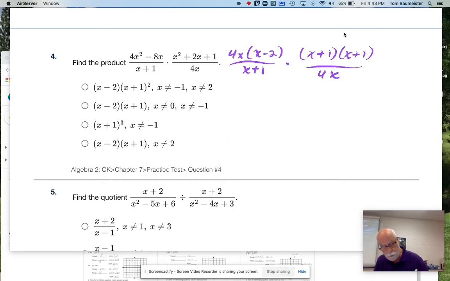All right, so now what can we get rid of here? We can get rid of the 4 times x and the 4 times x. We can get rid of one of the x plus 1s and one of the x plus 1s. So what do we have left? We have x minus 2 on top. We have x plus 1 on the bottom.